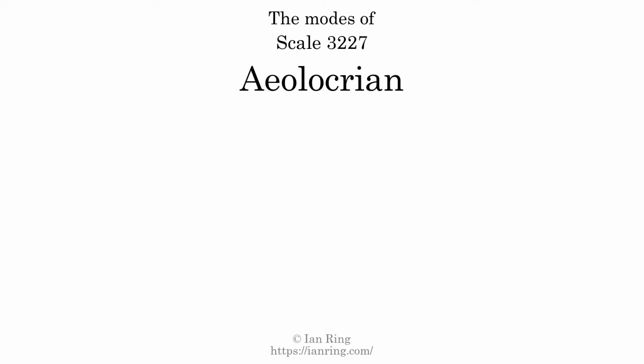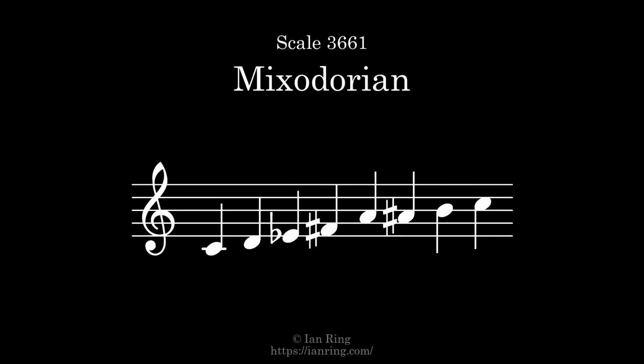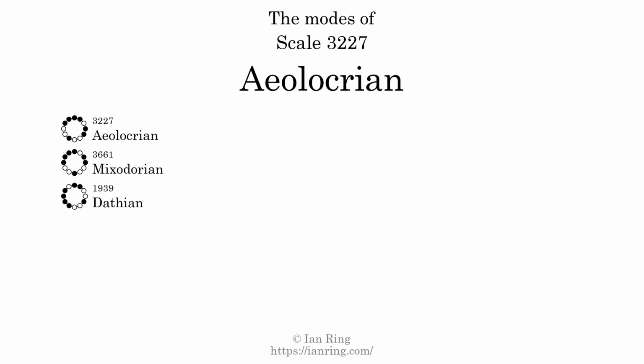This scale has 7 modes. The first mode is itself. The second mode is scale 3661, also known as Mixodorian. It sounds like this. The third mode is scale 1939, also known as Dathian. It sounds like this.